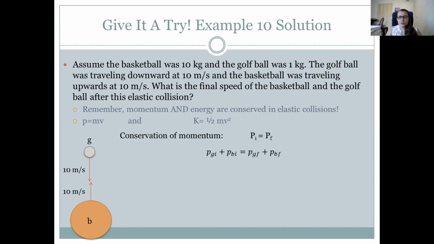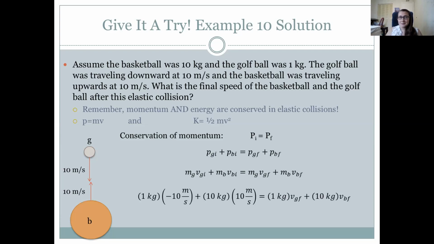So initially, our total initial momentum is the momentum from the golf ball plus the momentum from the basketball. And then same thing with our final momentum because we have two separate objects after the collision, golf ball plus basketball final. We know momentum is mass times velocity. So mass of our golf ball times initial velocity of our golf ball plus mass of the basketball times initial velocity of the basketball. And then same deal for our final velocities.